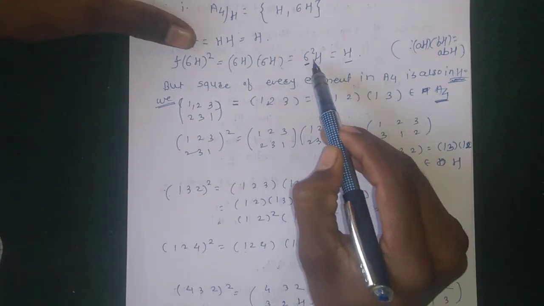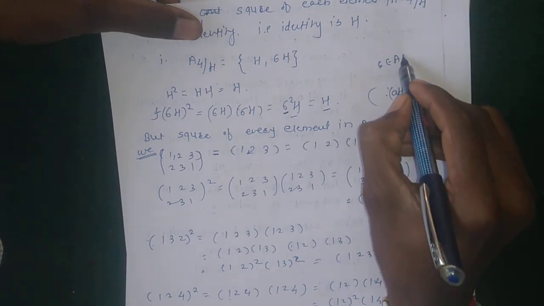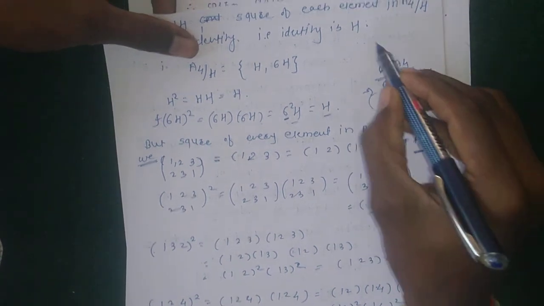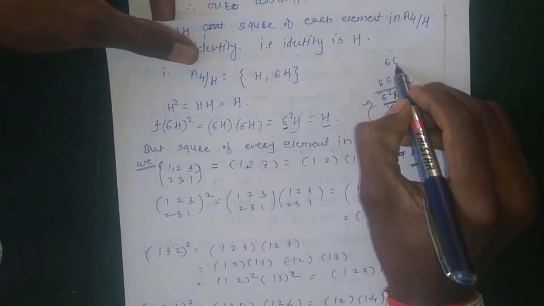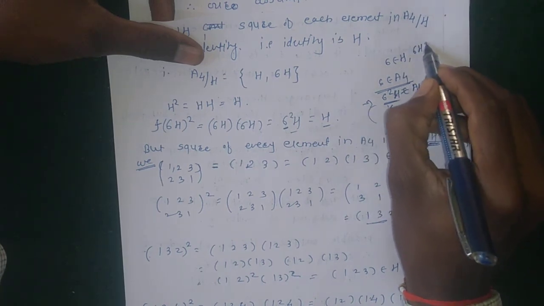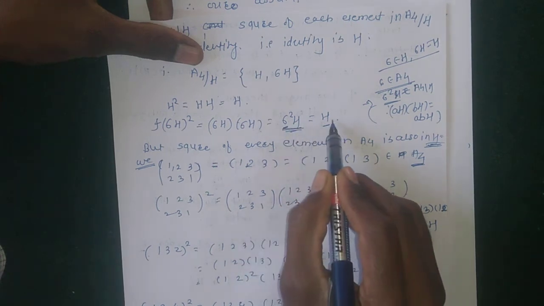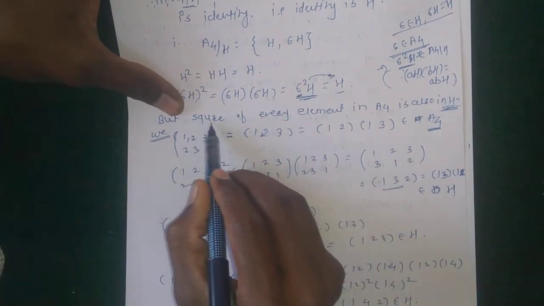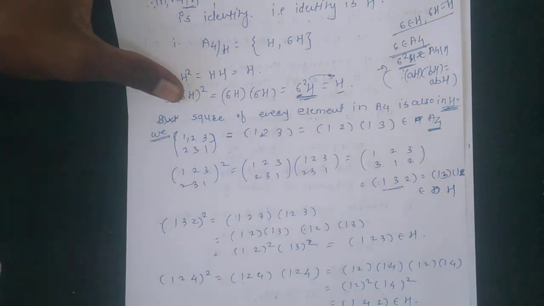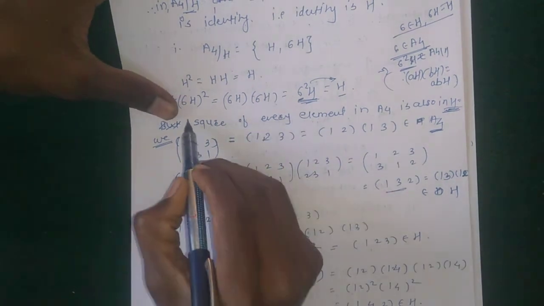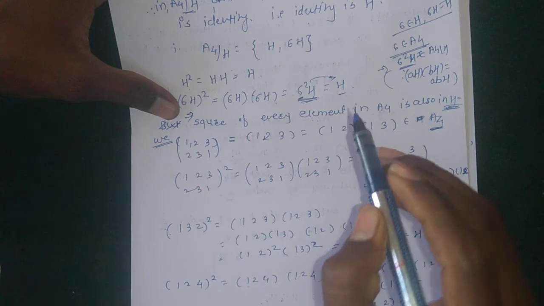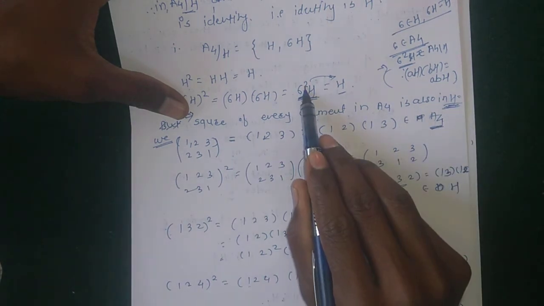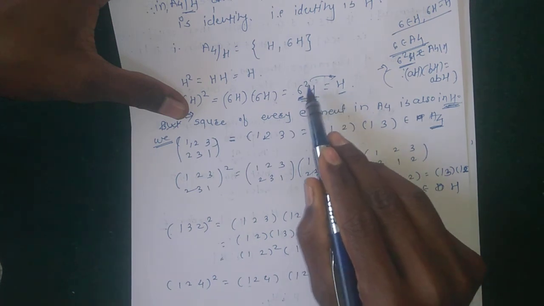This means that if sigma is an element of A4, then sigma squared H is equal to H, which also belongs to A4 over H. If sigma belongs to H, then sigma H is equal to H, and here sigma squared H is equal to H, which implies that sigma squared belongs to H. So the square of every element in A4 is also in H, because for sigma in A4, sigma squared H is equal to H, which implies that sigma squared belongs to H.